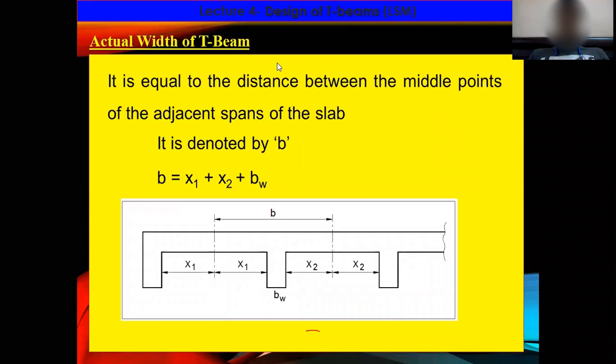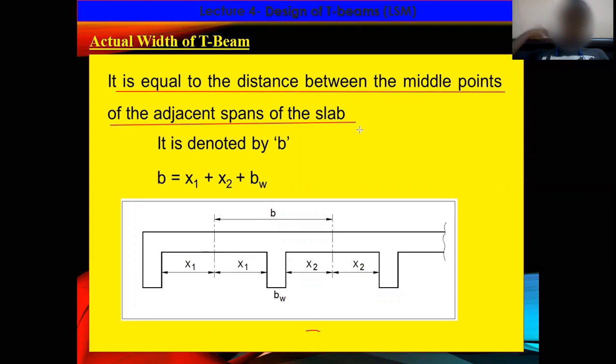So if you see here, the actual width of the T-beam, that means the top width of the T-beam, is equal to the distance between the middle points of the adjacent spans of the slab. It is generally denoted as BF, of the flange. And this can be calculated. Suppose this is a continuous slab cross section, and this is the intermediate beam. So the clear span of this slab is x1 on this side, and here it is x2.